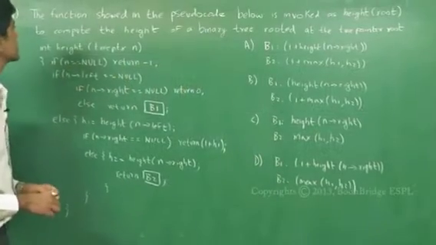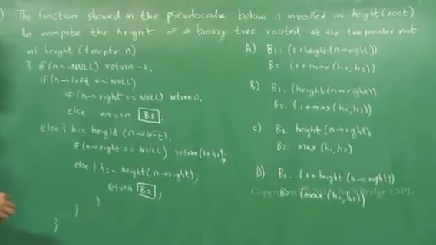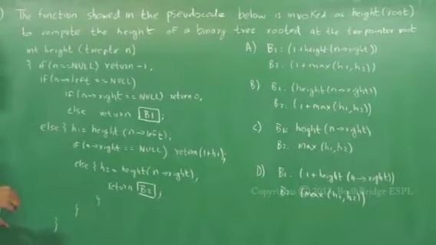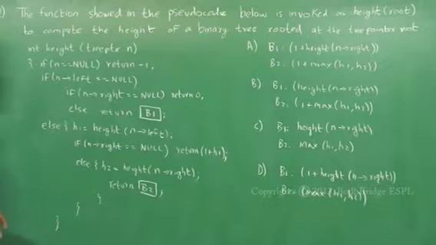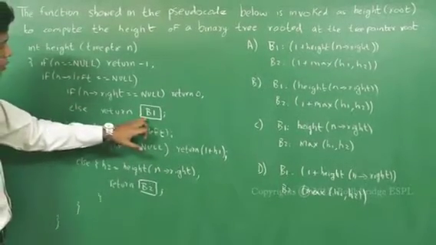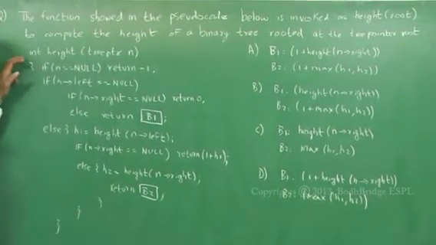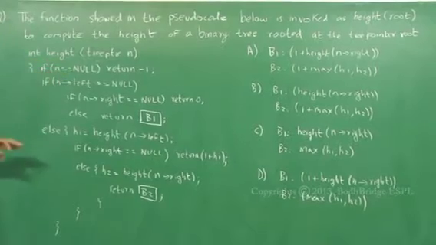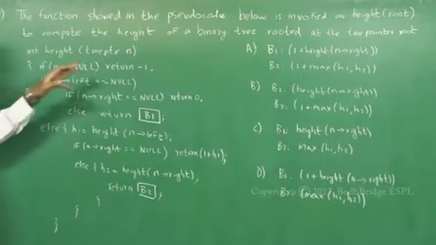The question is, the function shown in the pseudocode below is invoked as height of root to compute the height of a binary tree rooted at tree-pointer root. So you have to fill b1 and b2. The function is int height of tree-pointer n. If n is equal to null, return -1.